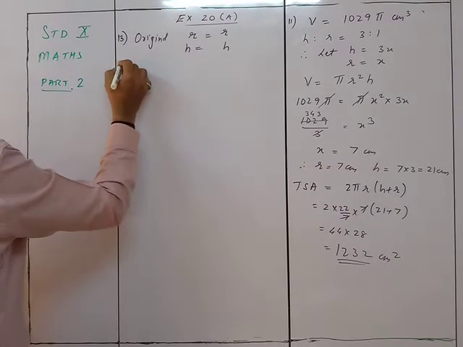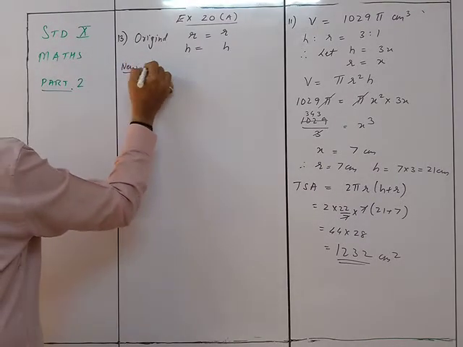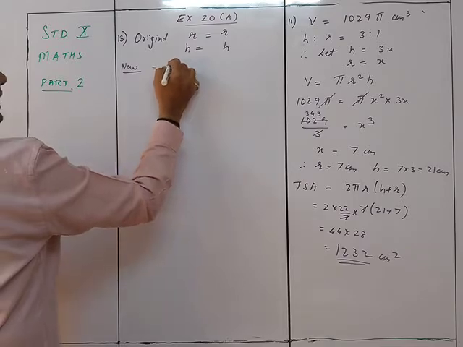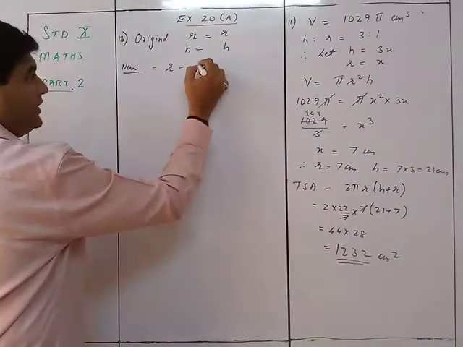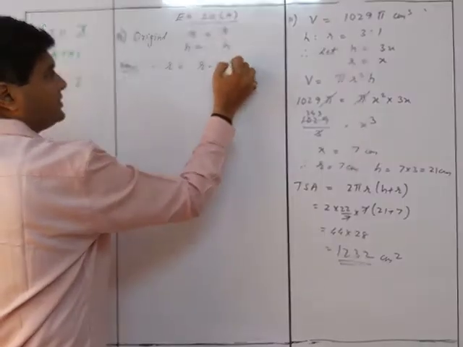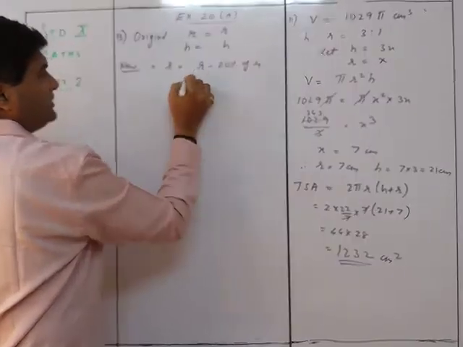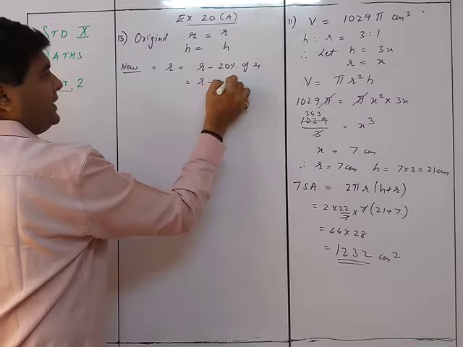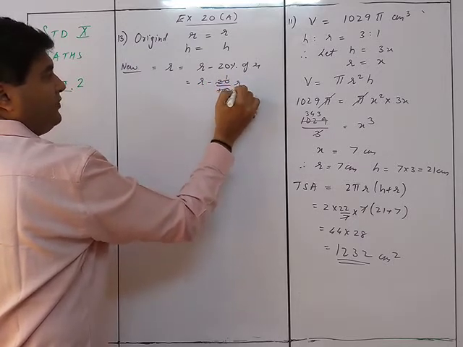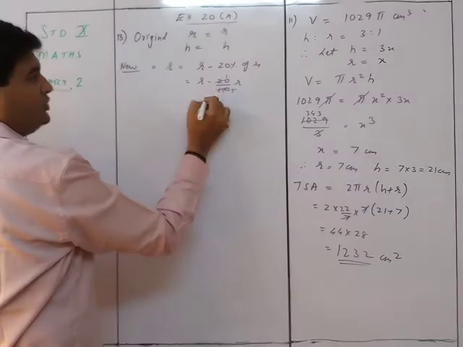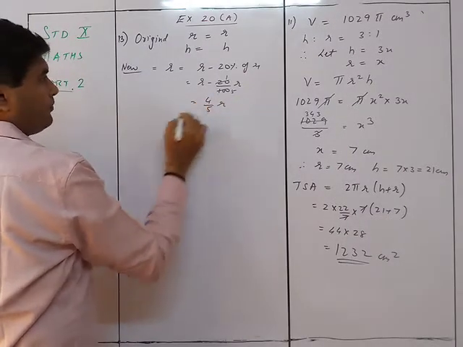Okay. Now what is the new part? The new r is the radius that decreased by 20%. So it is r minus 20% of r, which is nothing but r minus 20 upon 100 r. So this is 1 upon 5, so this is nothing but 5 minus 1, so 4 upon 5 r.